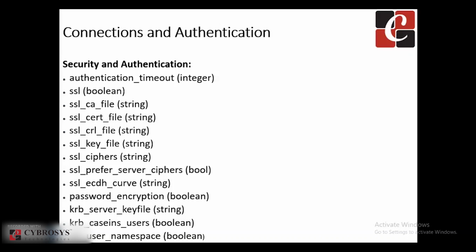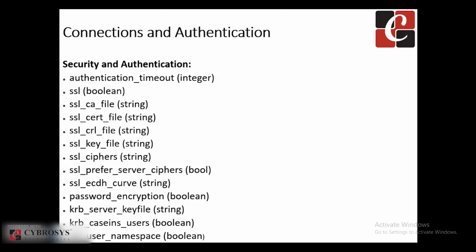Then SSL, secure socket layer, which enables SSL connection. By default it is off. It is possible only with a TCP connection. Then SSL CA file specifies the name of the file containing the SSL server certificate certifying authority. By default it is empty, which means no certification authority file is loaded. So that is about the SSL CA file.